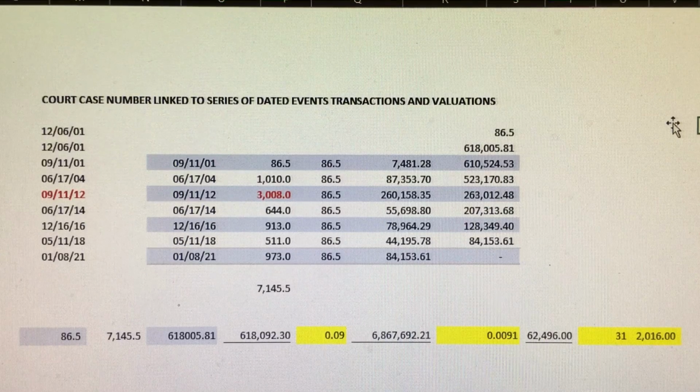Court case number linking a series of dated transactions and valuations. A little classical gas for you there. Court case number linked to a series of dated transactions, events, and valuations.